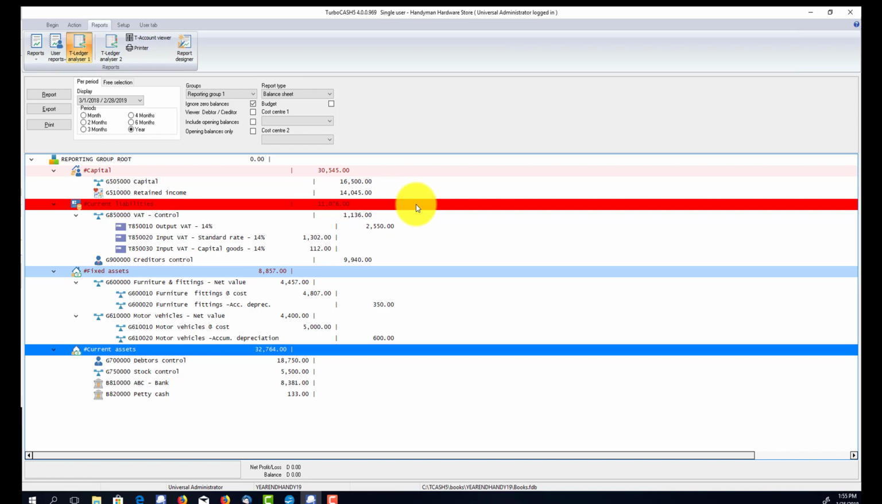Right, so that's it. Year-end process. Get it done. Keep your tax up to date. And everything's going to be okay.